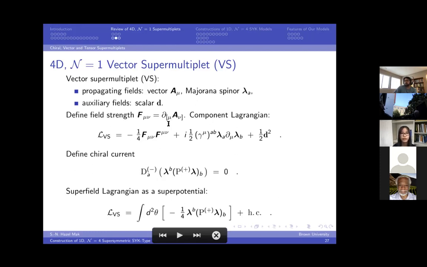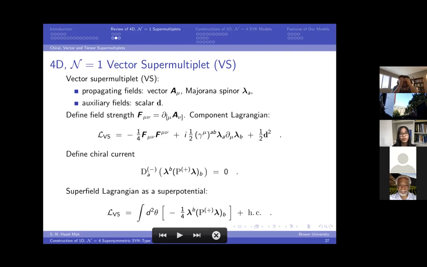So if we define the field strength, then we can write the component Lagrangian in this form. And we can do a calculation and see that if we construct a chiral current using two Majorana spinors from this vector supermultiplet and also one projection matrix, then this thing is actually chiral, meaning it vanishes under the action of this operator.